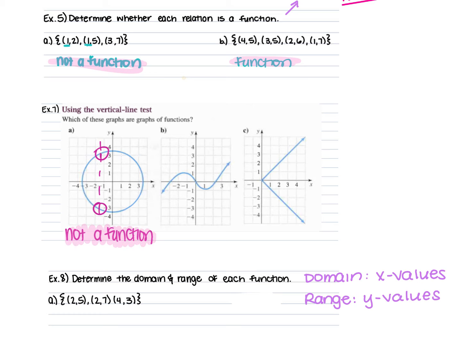For example B, you can put that vertical line anywhere. You can put it in multiple places, and it will only intersect once every single time you draw a vertical line through that squiggly line. So this one, because it only intersects once, would be a function. And for example C, if you drew that vertical line, it crosses twice, so this one is not a function.